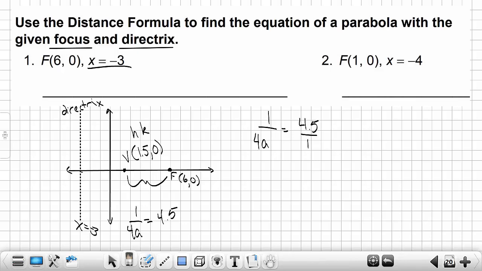What if I do this? What do you guys think I do? What do I do if I do this? Now there's an equal sign between them. What do I do? Cross multiply. Okay. 4 times 4.5 is 18.